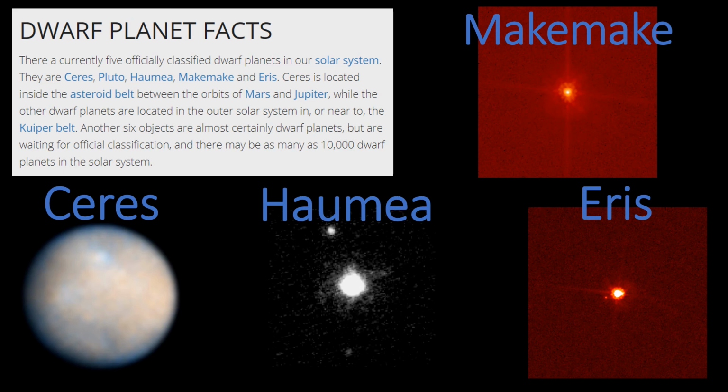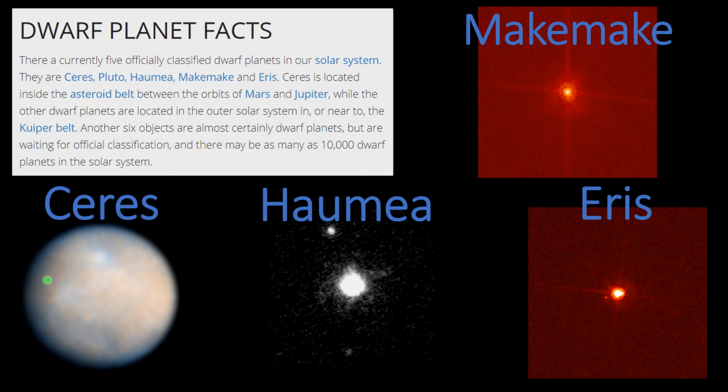Now, Pluto is not the only dwarf planet. There are currently 5 officially classified dwarf planets in our solar system. One is called Ceres. Then we have, of course, Pluto. We have Haumea. And this one, it looks like Makemake, but you pronounce it Makemake. And then we have Eris.